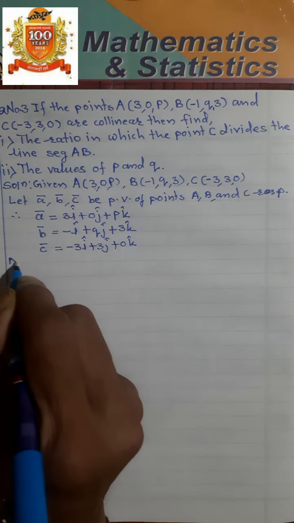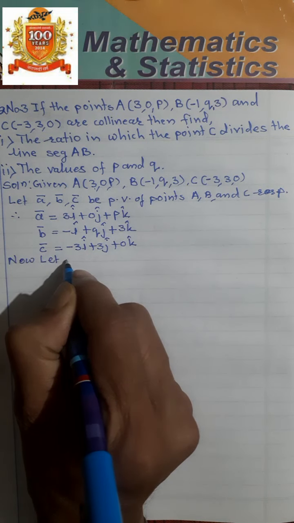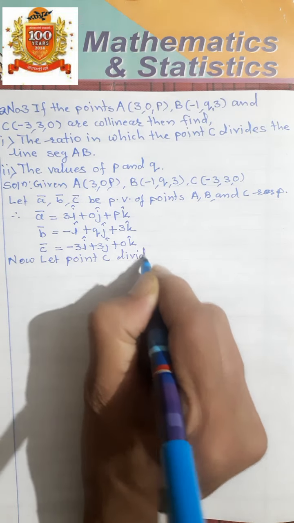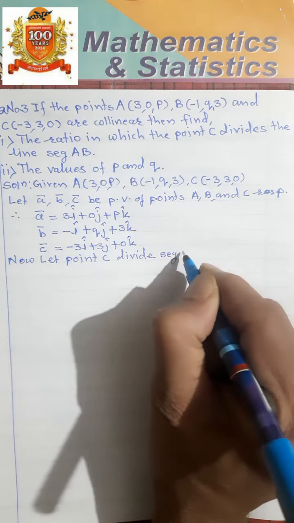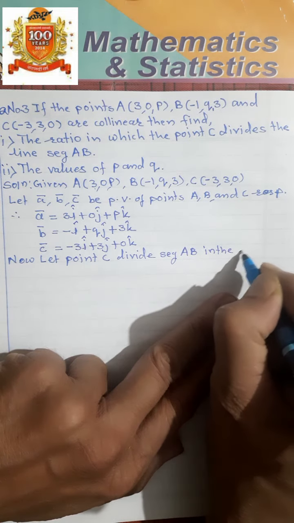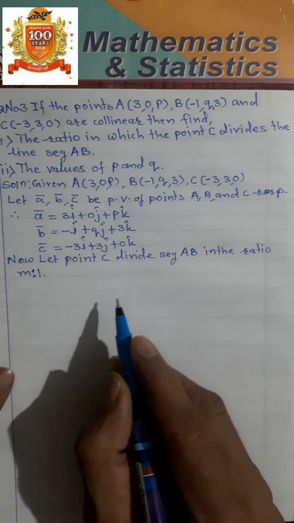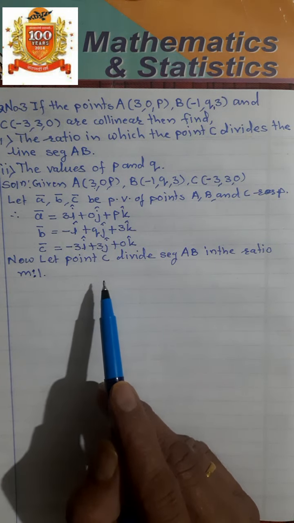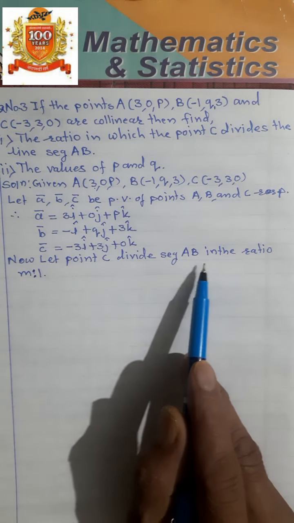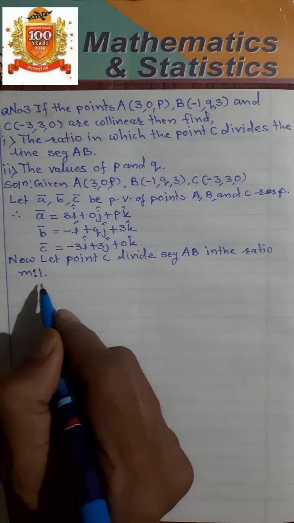Now let point C divide segment AB in the ratio m:1, because here it is not explained whether point C divides externally or internally, and the ratio is also not given. Therefore, we always take m:1.